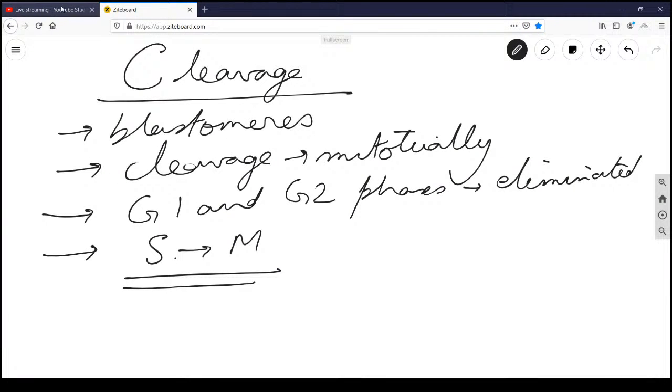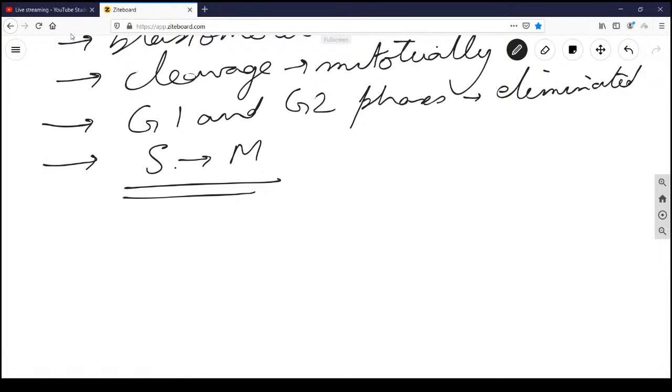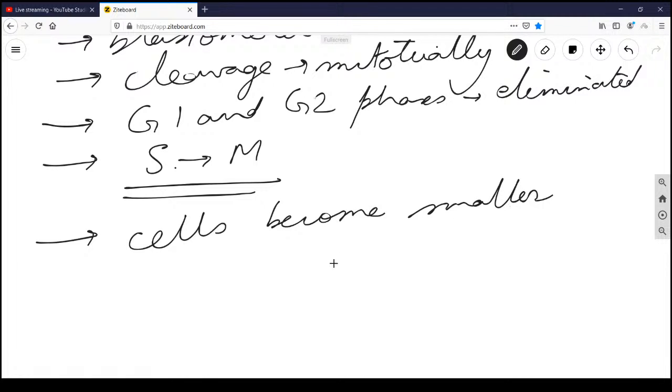Next is the cleavage. With the increase in the number of cells, the cells become smaller with time, because we have more and more cells surrounded by the zona pellucida, so they become smaller with time.